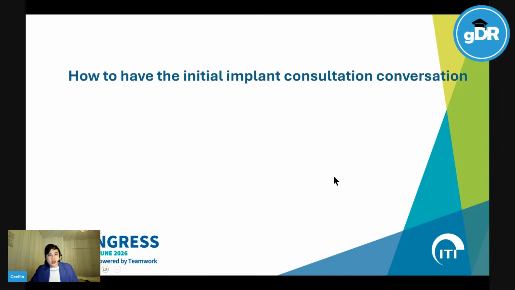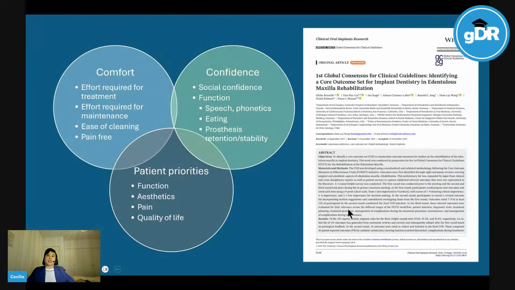So, how to have the initial implant consultation conversation with your patient, okay? What dentists are interested in are bone levels, primary stability, types of implant screws, types of fittings, one or two stage surgery. We're very into the nitty gritty of the actual mechanics or techniques of surgery. But what are patients interested in? They're not interested in you showing them a bunch of screws, okay?